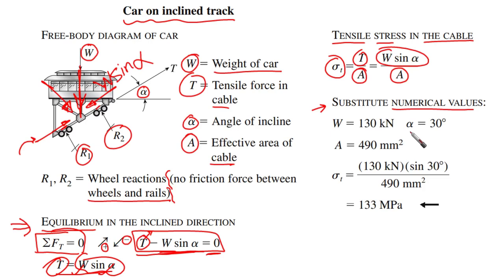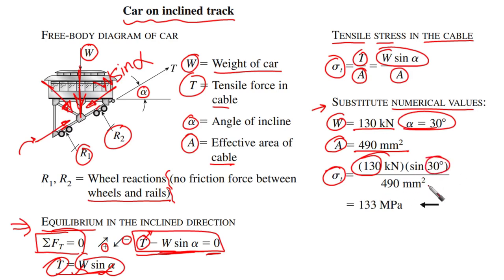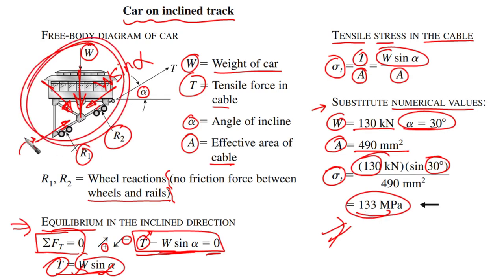Then we can substitute with the numerical values in the end of all the calculation. So W is 130 kilonewton, alpha is 30 degrees, the area is 490 millimeters squared. Then the stress in the cable is going to be 130 kilonewton times sine 30 over 490 millimeters squared. It is going to give us 133 megapascal. This is the stress in this cable due to this force.